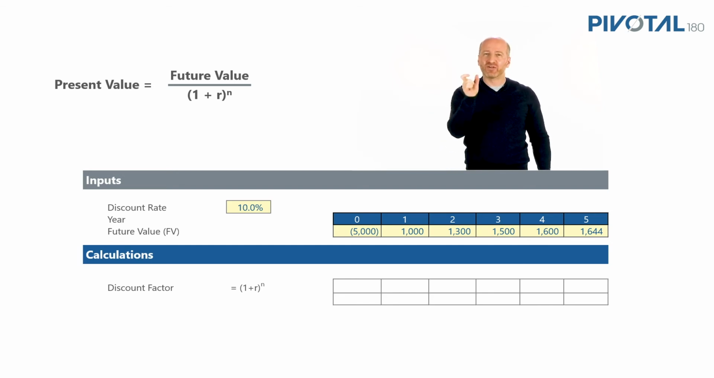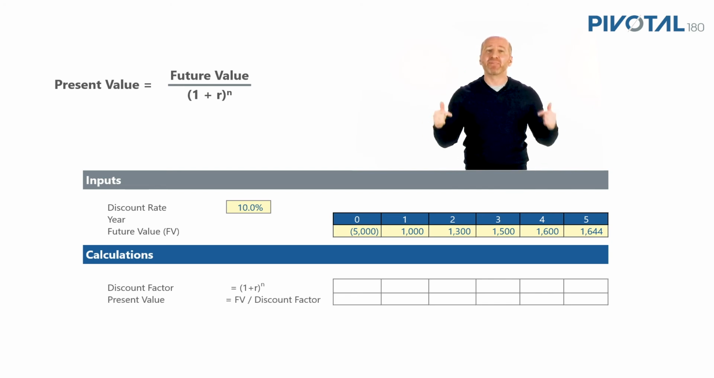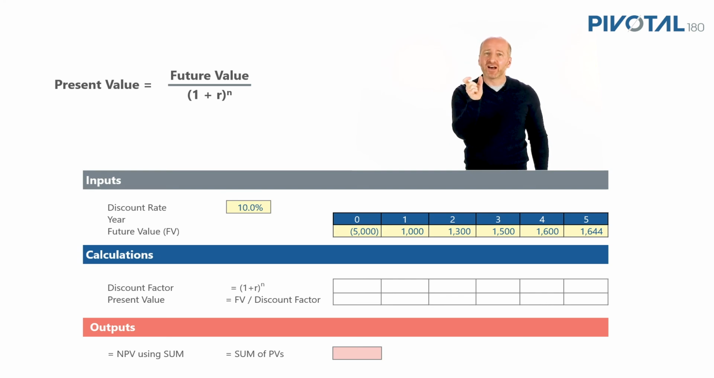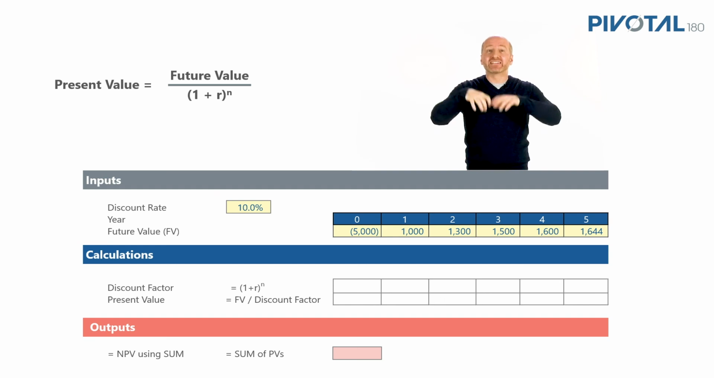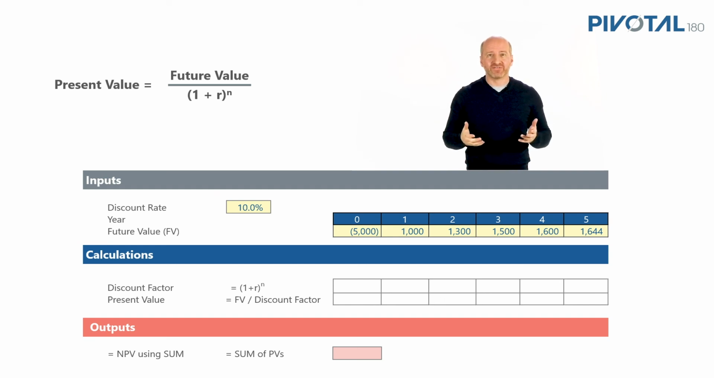Next, what we're going to do is figure out what is the present value, the value in today's terms, in year 0, of a $1,000 cash flow 1 year in the future, of a $1,300 cash flow 2 years in the future, simply by dividing that future value that appears on the inputs line by the discount factor that we're going to calculate. And then what are we going to do in the output section? We are simply going to take the sum of all of those present values in order to figure out what is the net present value of this investment if we were to make it today. So let's open up the demo file and practice using these formulas.